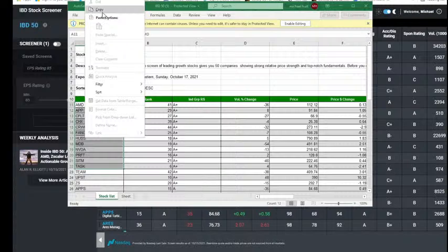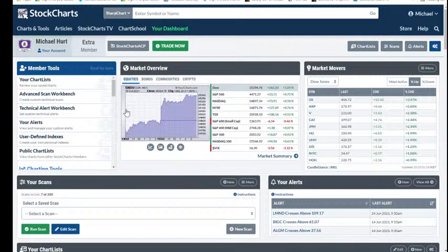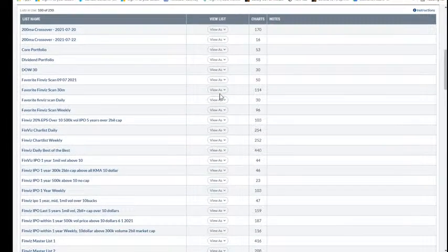I'll click copy, and then I paste them into whatever charting software you want. So I'm using stockcharts.com just because it's cheap and it's easy for new traders, but you would just do a new list and copy and paste the tickers. And I'll go ahead and show you kind of what that looks like.